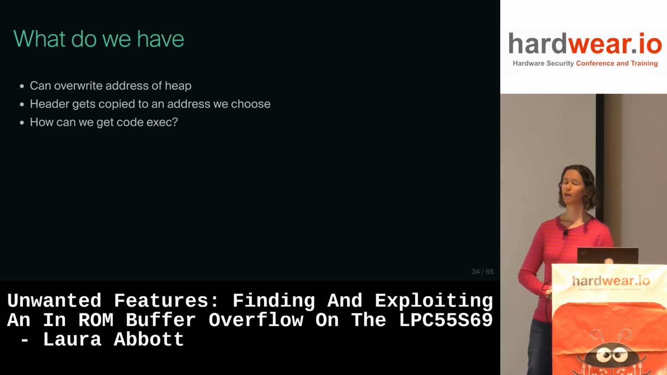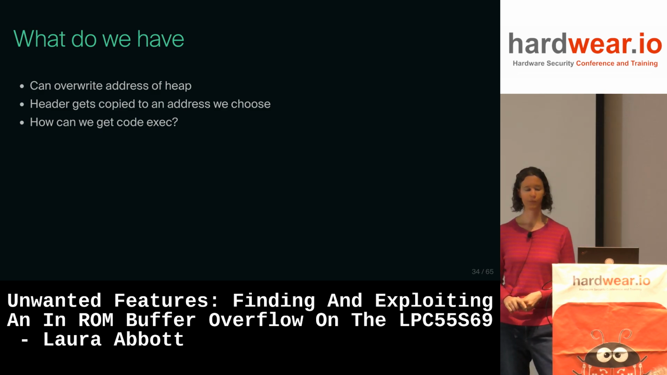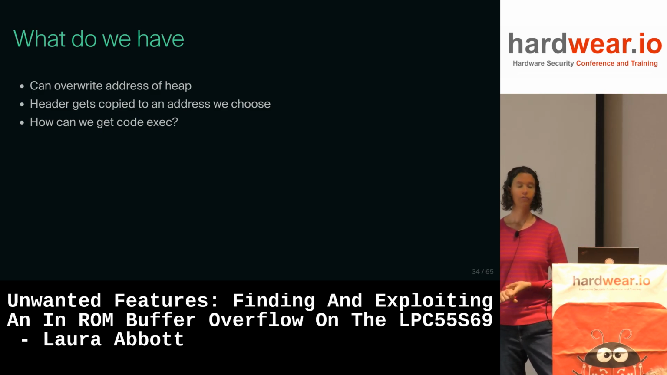Okay. But back to breaking things. Well, okay, so what do we have so far? We know that we can overwrite the address of where the heap starts. We know that there's a heap alloc call right afterwards. So how do we combine this to actually get code execution?